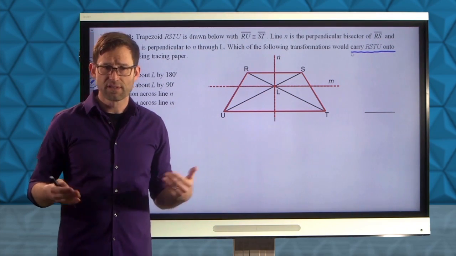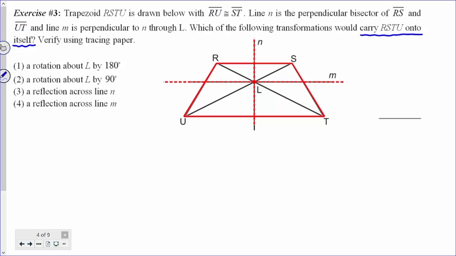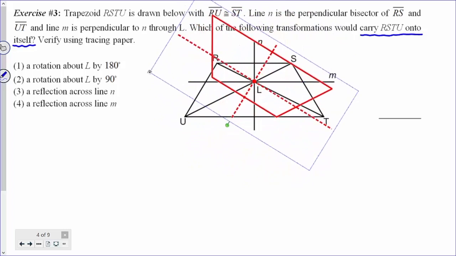So let's take a look at these. Let's talk about the choices, okay? Number 1, a rotation about L by 180 degrees. Well, would that work? I don't know. Let's rotate about L by 180 degrees.